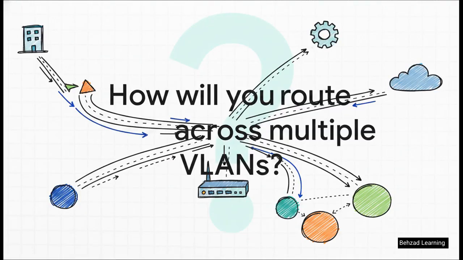So you now have the skills to build a robust, loop-free, insanely fast Layer 2 network. But in a modern enterprise, you know traffic needs to move between different departments across totally different subnets. So here's a thought to chew on for your CCNA journey. Now that your Layer 2 superhighway is paved and ready to go, how exactly are you going to use routing to direct traffic across multiple VLANs? Keep that question in the back of your mind as you continue your studies.